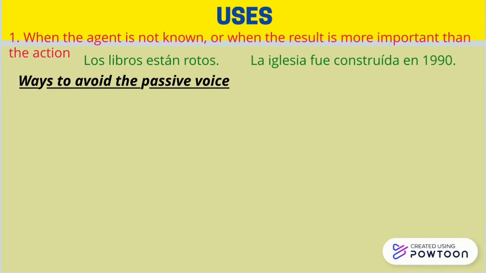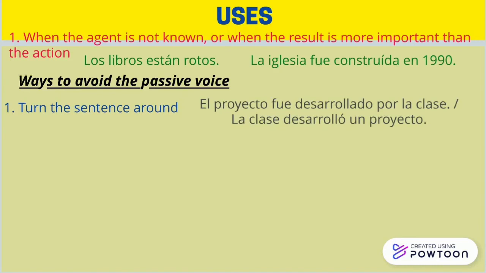Additionally, there are some ways to avoid the passive voice. The first one is to turn the sentence around. For example, el proyecto fue desarrollado por la clase. Instead of this sentence, we can use: la clase desarrolló un proyecto.